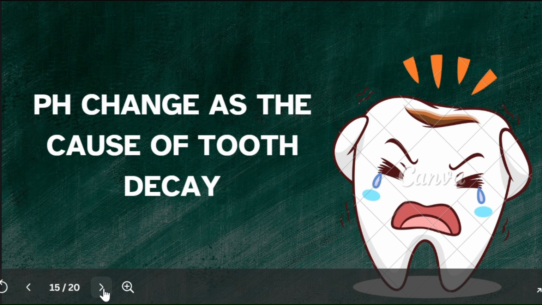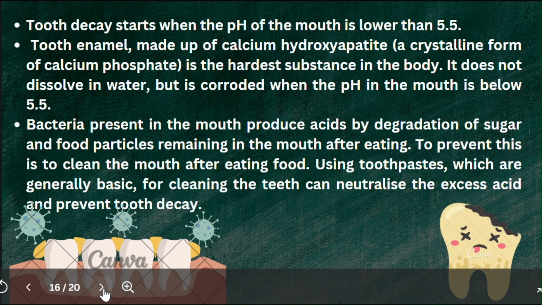pH change as the cause of tooth decay. We always wonder what's the cause of tooth decay. So let's understand. Tooth decay starts when the pH of the mouth is lower than 5.5. The tooth enamel is made up of calcium hydroxyapatite, a crystalline form of calcium phosphate. This is the hardest substance in the body. It does not dissolve in water but is corroded when the pH of the mouth is below 5.5.